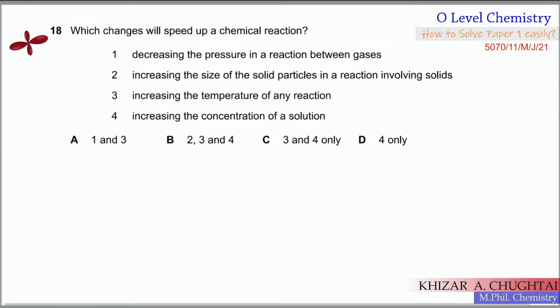Now come towards question number 18. Which change will speed up the chemical reaction? Number 1, decreasing the pressure. No, decreasing pressure cannot change the chemical reaction. Increasing the size of the solid particle. No. Increasing the size means larger lumps, so it will decrease the rate of reaction.